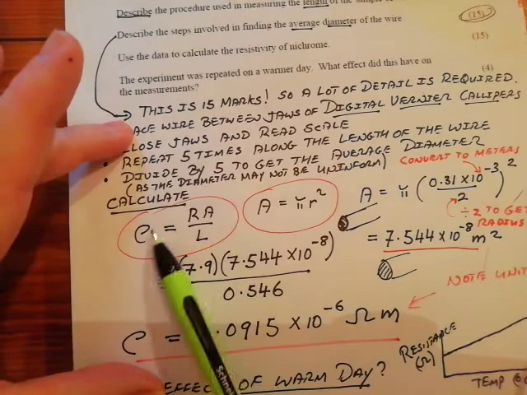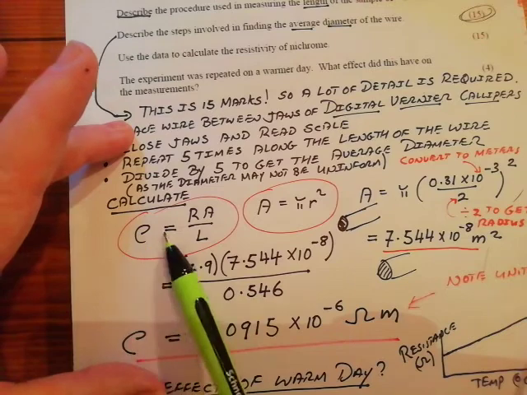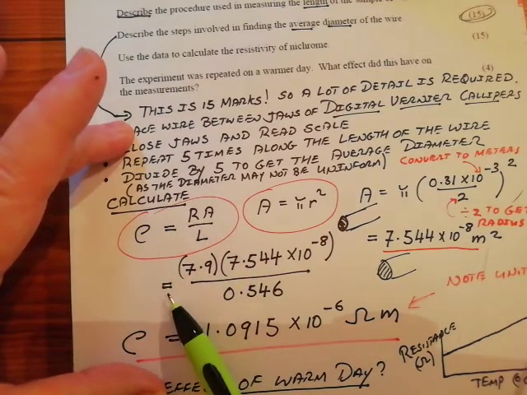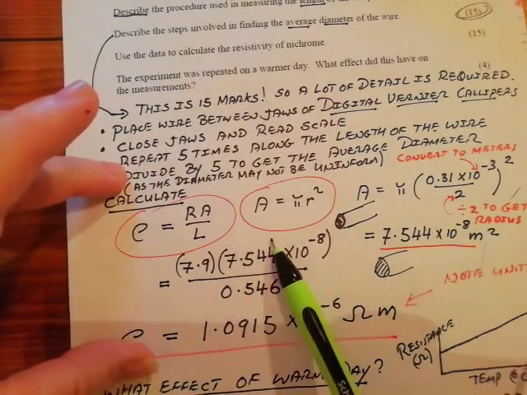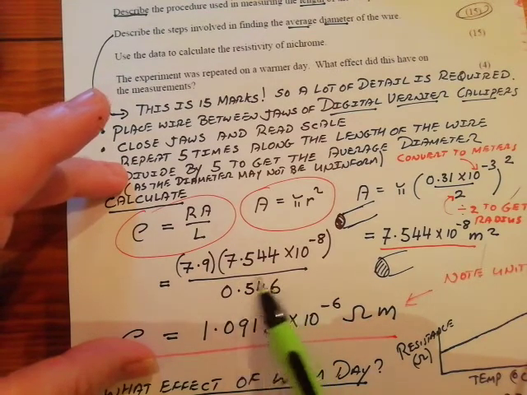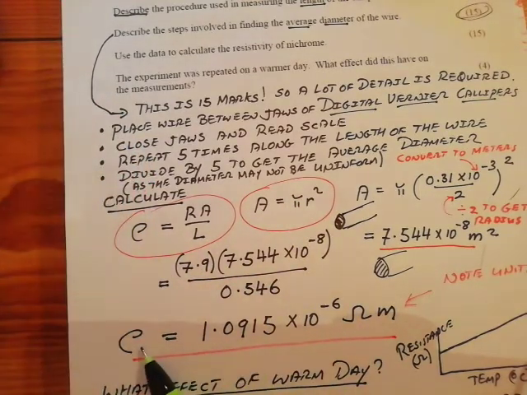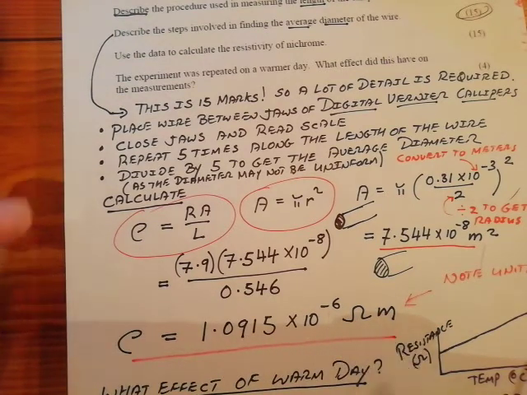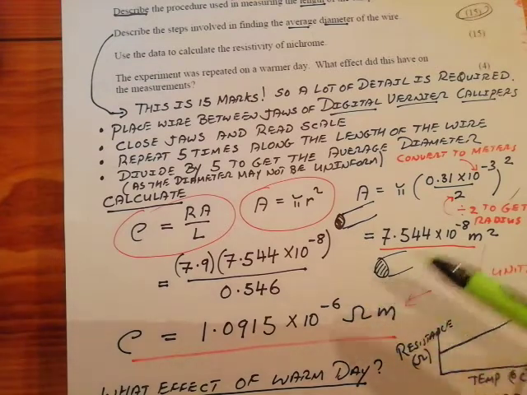Then I substituted all the numbers I was given into the resistivity formula. Resistivity equals resistance times area over length. So the resistance was given as 7.9 ohms. The area I have calculated, and the length of the wire was given as 54.6 centimeters, but I divided by 1,000 to bring it to meters. Putting all that in there, I got a value for the resistivity of the wire of 1.0915 by 10 to the power of minus 6 ohm meters. That's a very small value, which indicates that the wire is of a very good conducting material.